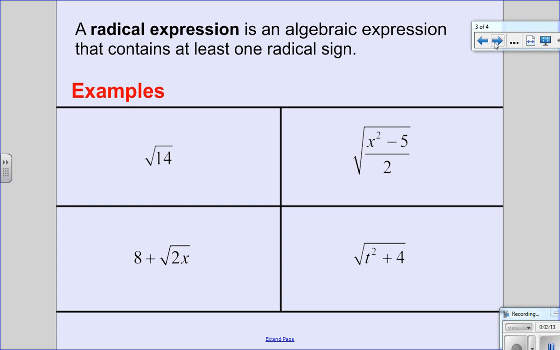Now, in this unit, we're talking about radical expressions. So a radical expression is an algebraic expression that contains at least one radical sign. So we can look at these four examples here. Square root of 14, the square root of x squared minus 5 over 2, 8 plus the square root of 2x, the square root of t squared plus 4. Each one of these would be considered a radical expression because they all contain at least one radical sign at some point in the expression.